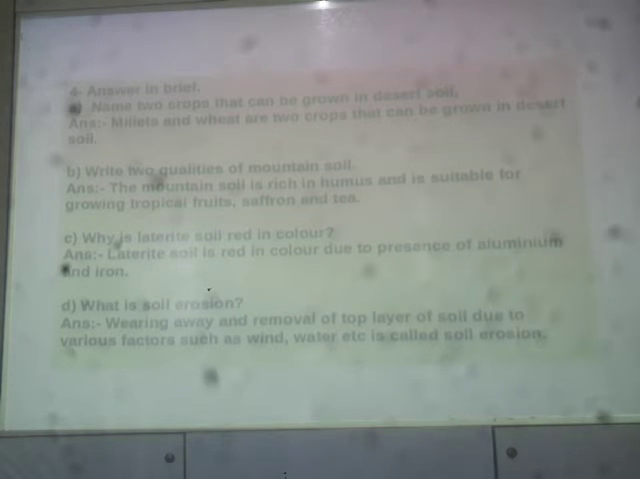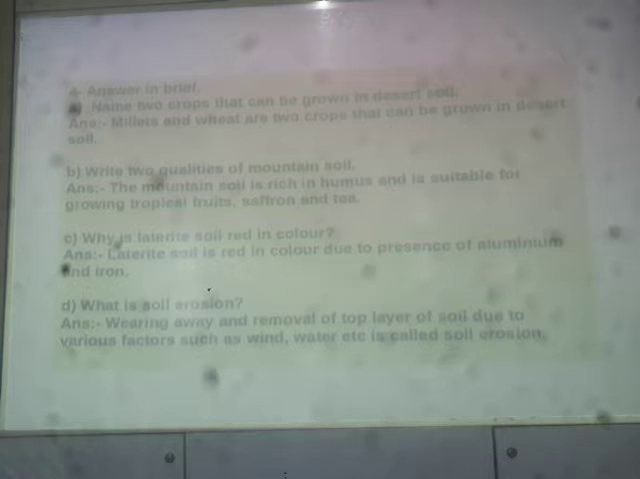What is soil erosion? Now another question. What is soil erosion? From the very beginning I am teaching you: wearing away, thinning away, eroding away, removing away of the top layer of soil. So wearing away or removal of the top layer of soil due to various factors such as wind, water, etc. is called soil erosion.